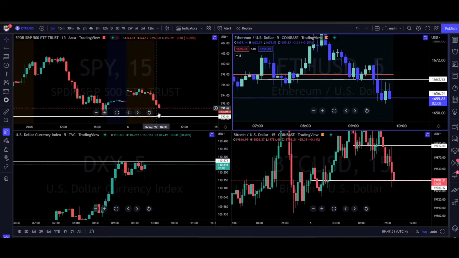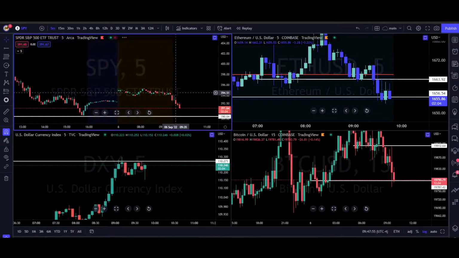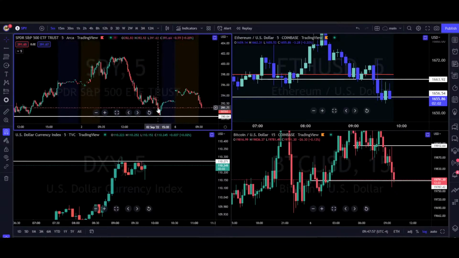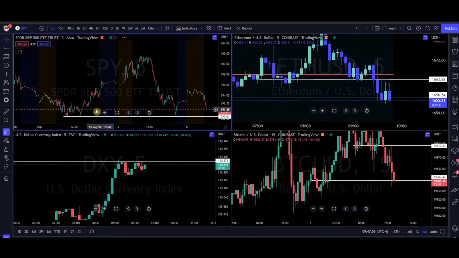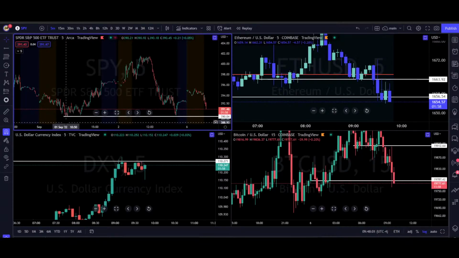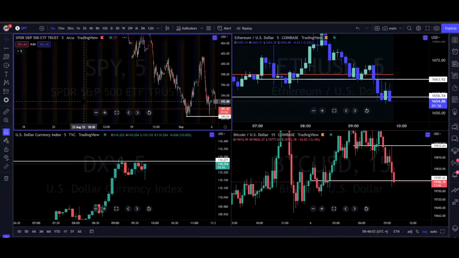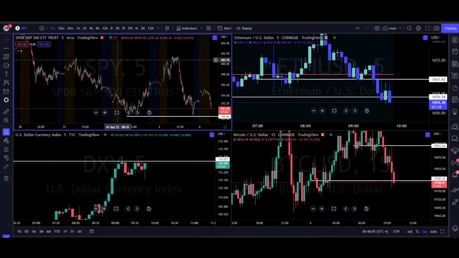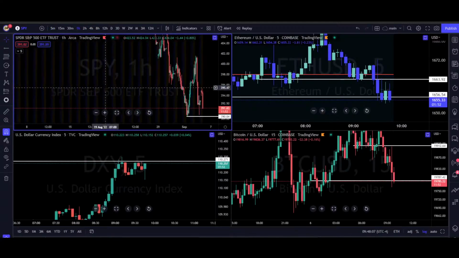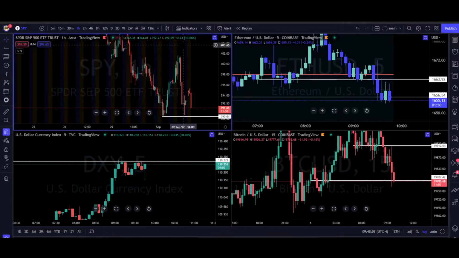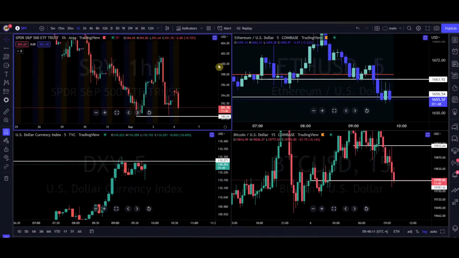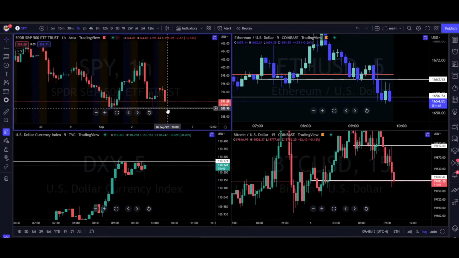SPY's continuing to push lower. Doesn't look good for it. Yes, or Friday's low. That's not even Friday's low. It's Thursday's low, which is the low of the range since you put in the bounce. Everything looks disgusting.